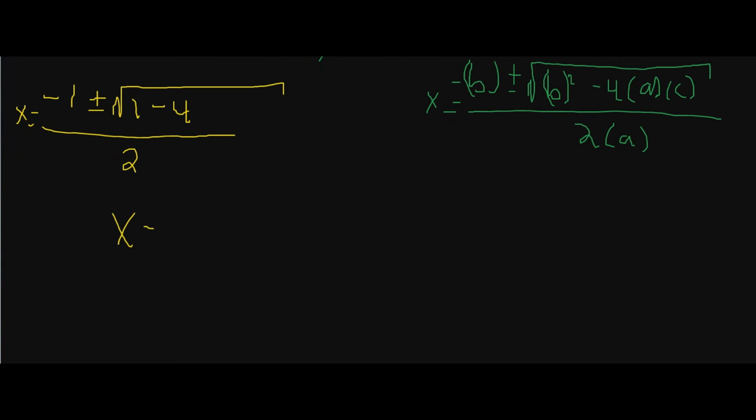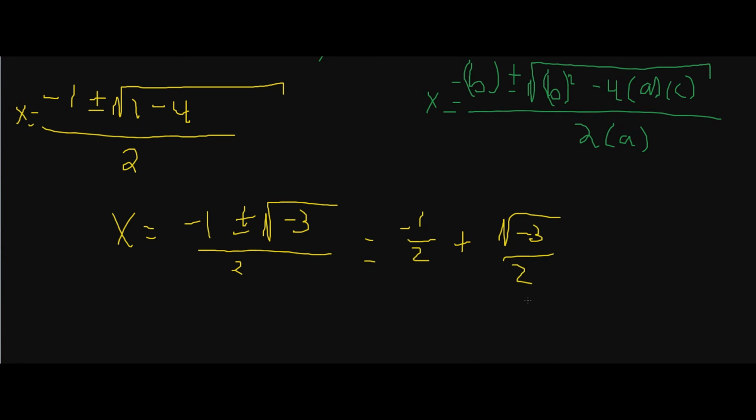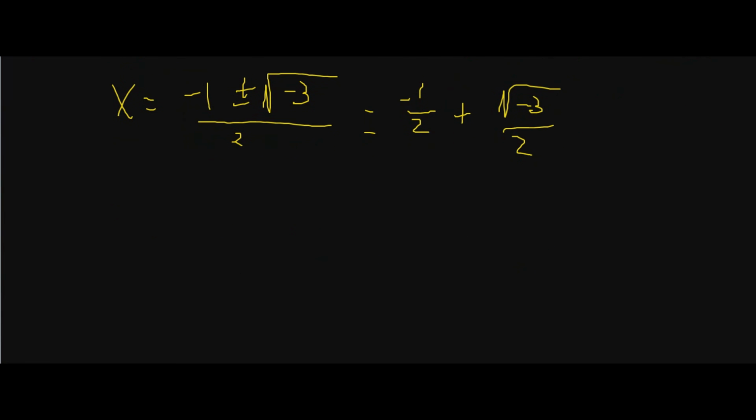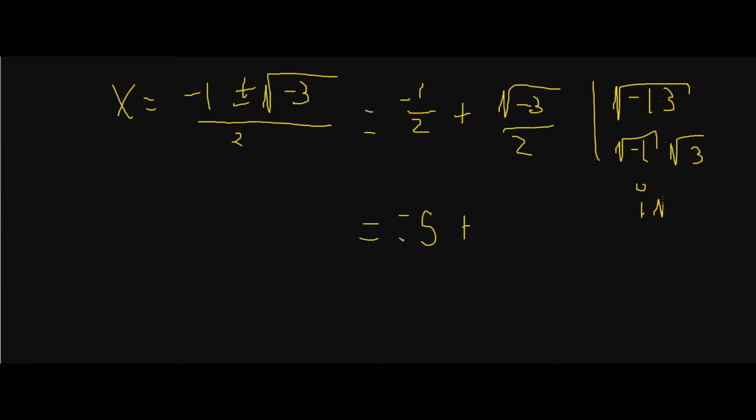This is going to be x is equal to negative 1 plus or minus the square root of negative 3, all divided by 2, which is equal to negative 1 over 2 plus or minus the square root of negative 3 over 2. And then this is going to become negative 0.5, plus, well, there's a negative inside the square root. Now this is the same thing as the square root of negative 1 times 3. And remember, this is the square root of negative 1 times the square root of 3. So we can say that this is i square root of 3. We're just pulling out that negative.